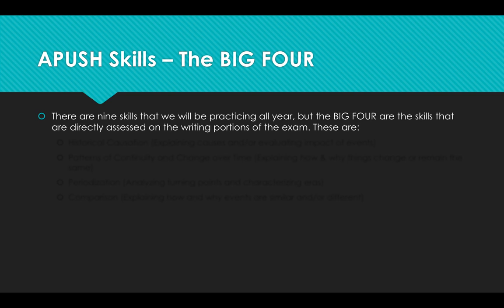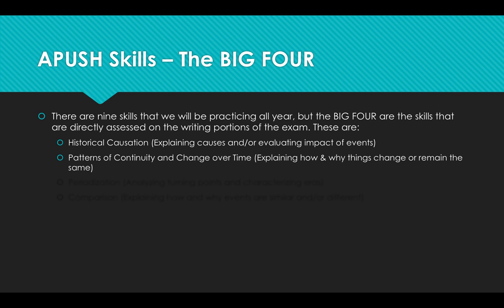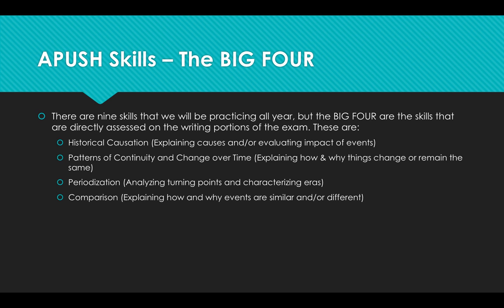Now, when it comes to our skills, those that are specifically focused on in AP, there are 9 total skills, but there are 4 major ones, we call these the big 4, that are directly assessed in the writing portion. So you're going to get a question on the writing portion of the exam that's going to focus on historical causation, patterns of continuity and change over time, periodization, or comparison.